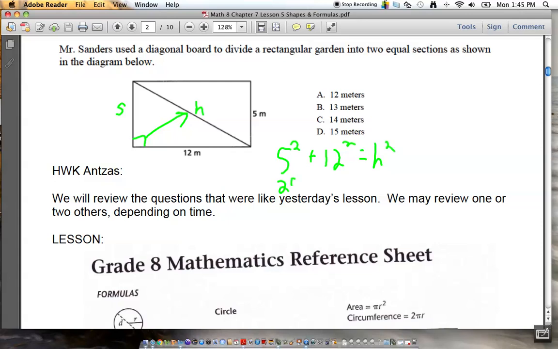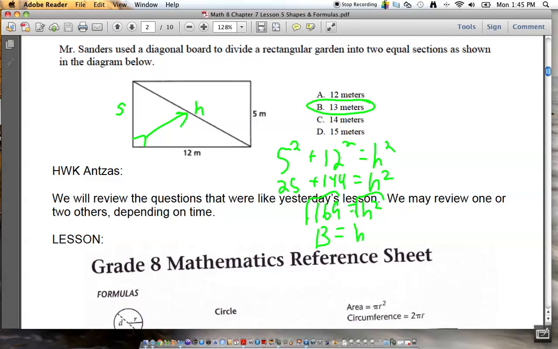5 squared is 25, 12 squared is 144. And these numbers are starting to get a little big and they could be bothersome, except the fact that you have a calculator. So they should not be. H squared is 169, square root both, and I get that H is 13. So 13 meters is the correct answer. And that's a really, really good review for testing stuff about it.